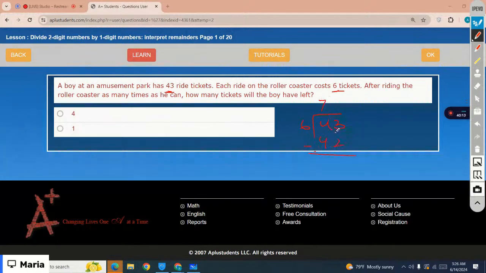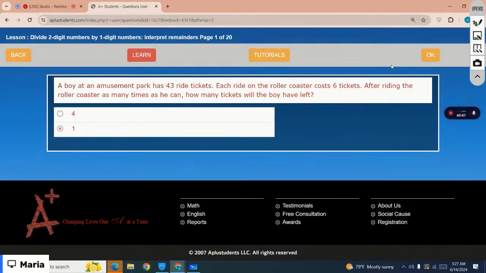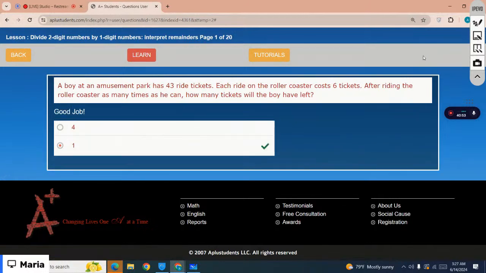6 times 7 is 42. So 3 minus 2 is 1 and 4 minus 4 is 0. So the correct option is option number 2. 1 is the correct option, right? He's still left with 1 ticket. After using 42 tickets for the rides, he still has 1. The correct option is 1.